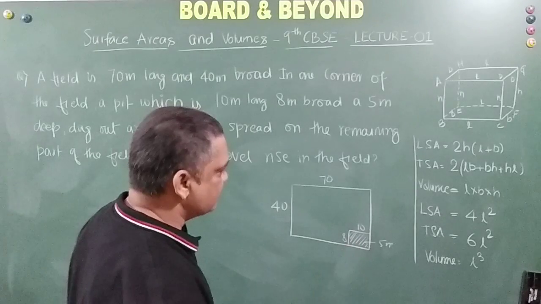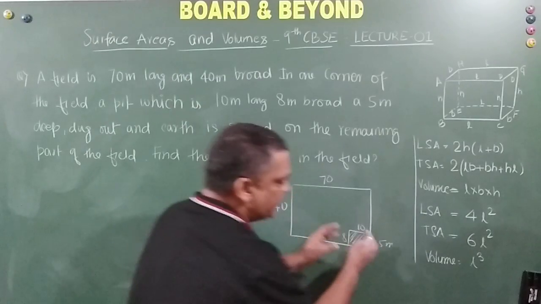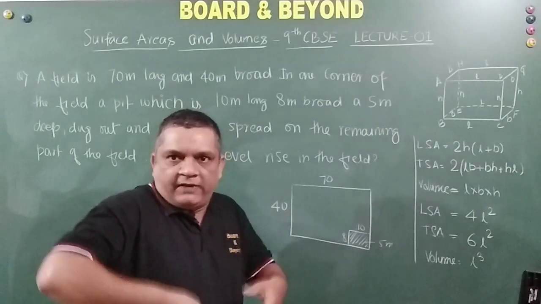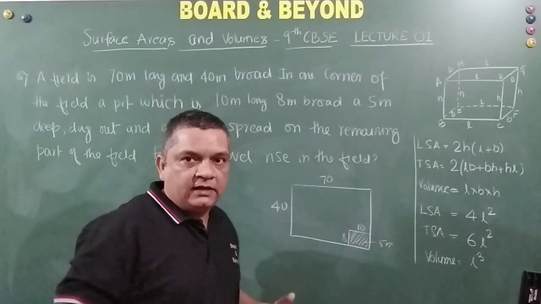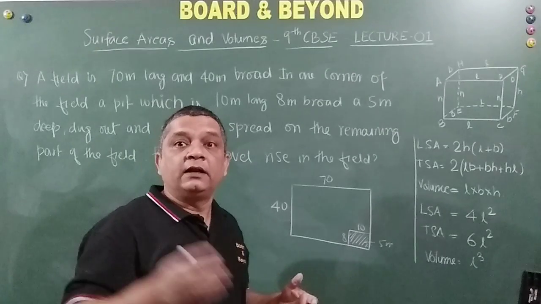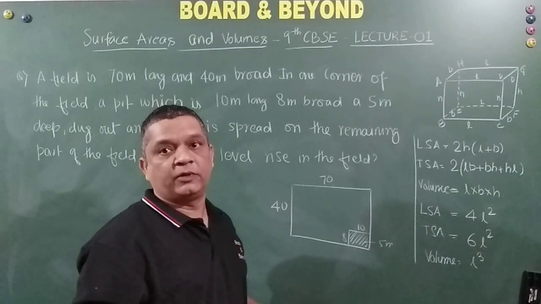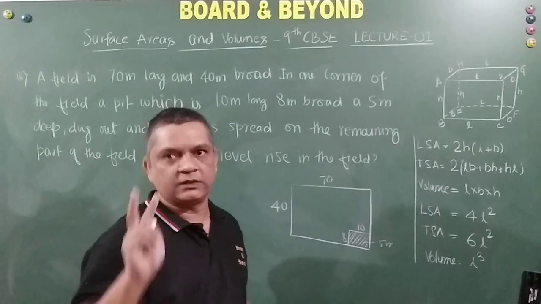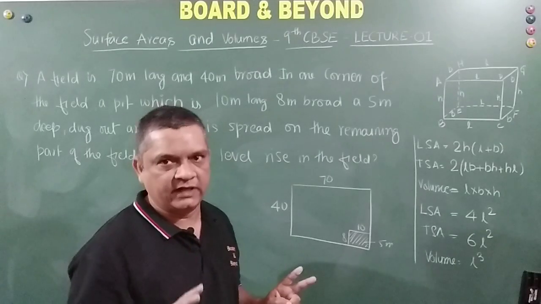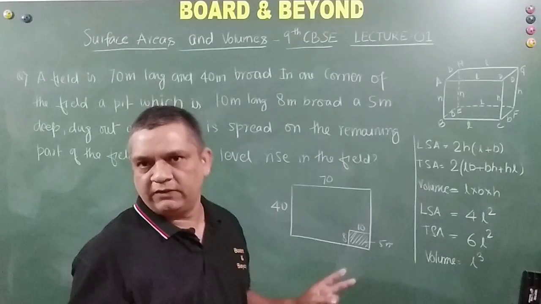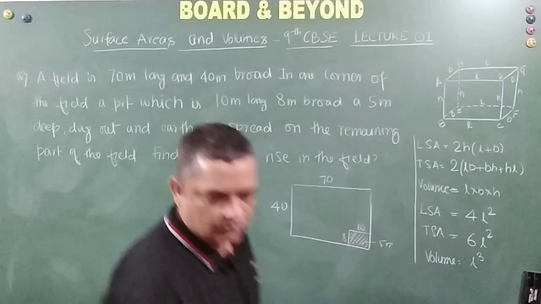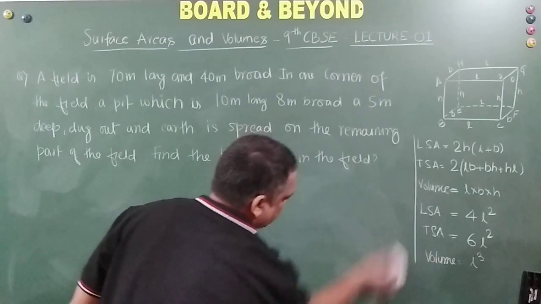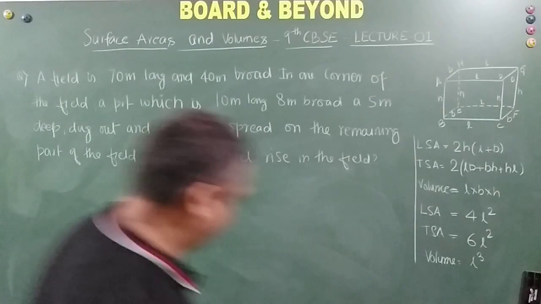So there are two things here, friend. One is that I am taking out some volume from the pit. Some earth I have taken out from the field, and I have spread that on the remaining part, because I will not be spreading it over the pit also, right? So these are the two things that we should consider here. The rest is fairly okay. Now let's try to solve it, friends.